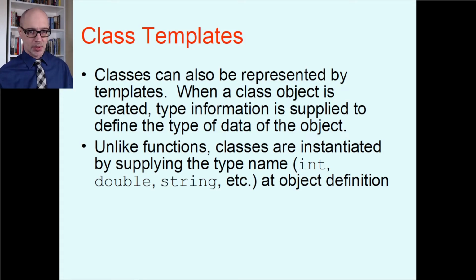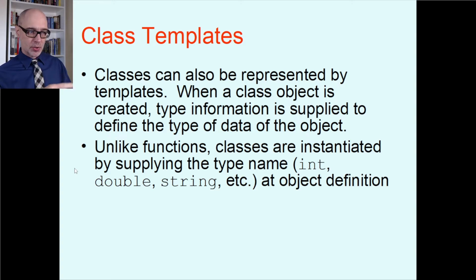So class templates. Classes can also be represented by templates, and when a class object is created, the type information is supplied to define the type of data of the object. Again, when the application programmer instantiates one of these, they specify what type of data they want to use, and the compiler is going to spot that and on the fly automatically create code for that particular case. Now, unlike functions, classes are instantiated by supplying the type name at object definition.